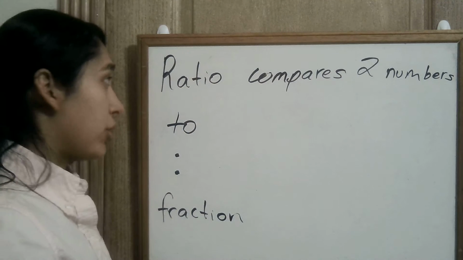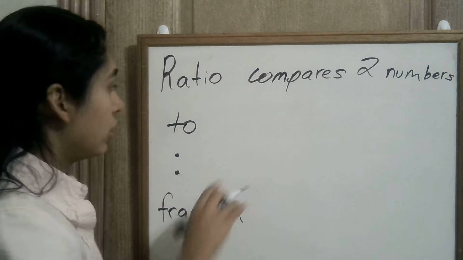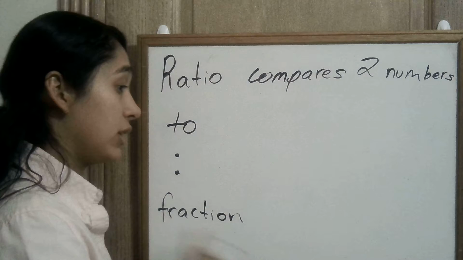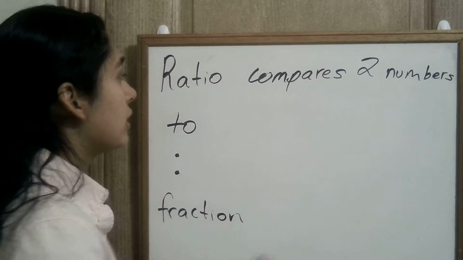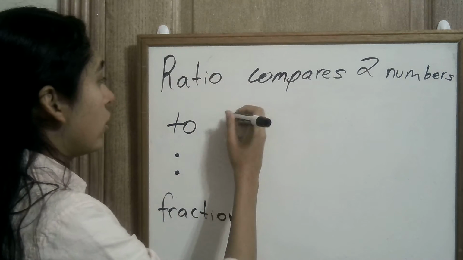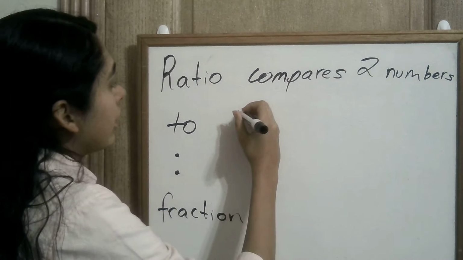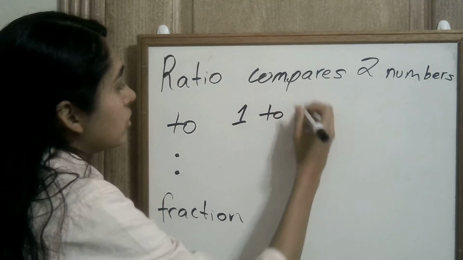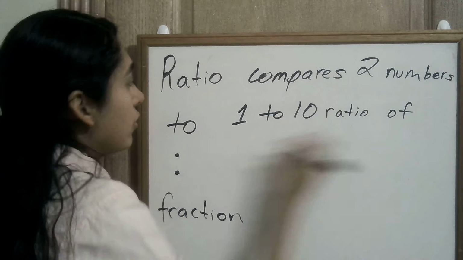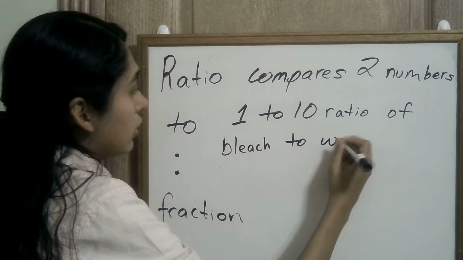Something I do also want to point out. Ratios and fractions, sometimes they are interchangeable, but I will be getting into more detail that there are some differences that we do need to take into account. So let's say you're making a DIY disinfectant at home that is 1 part bleach and 10 parts water. So you would say 1 to 10 ratio of bleach to water.